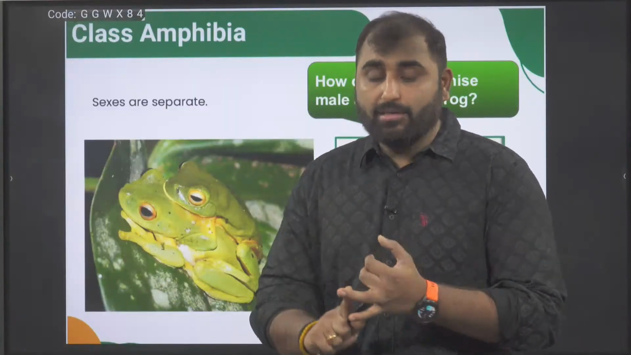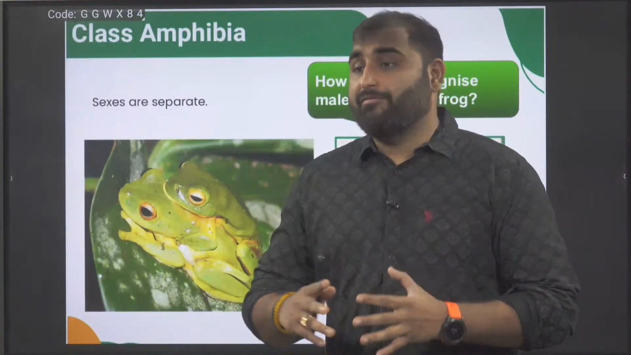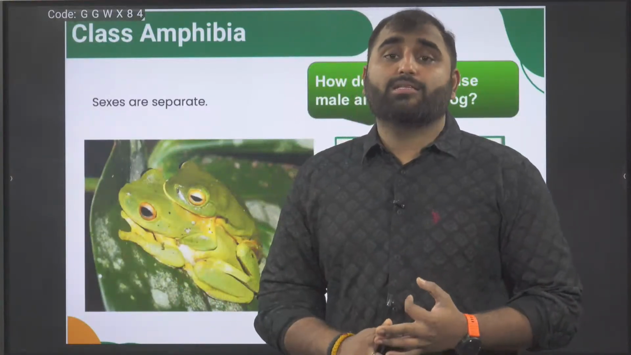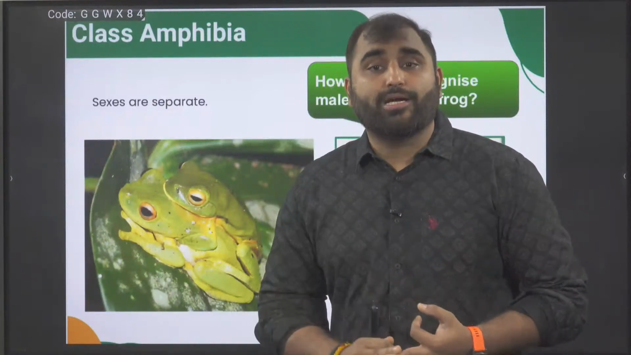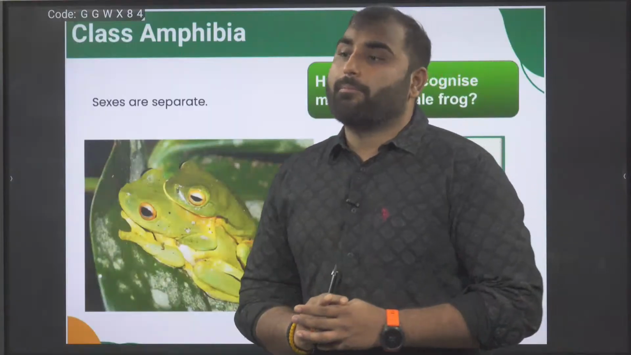Sex is separate, unisexual, the dioecious condition, and we can also say there is sexual dimorphism. Sexual dimorphism is there, so you can distinguish male and female. Then there is external fertilization outside the body, and a larval stage is seen, so indirect development.